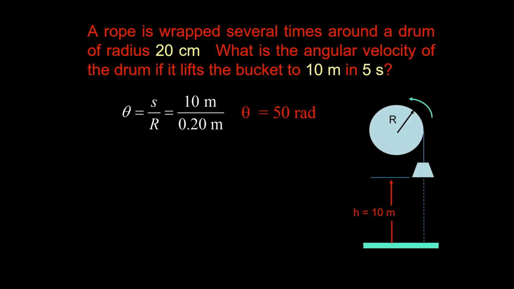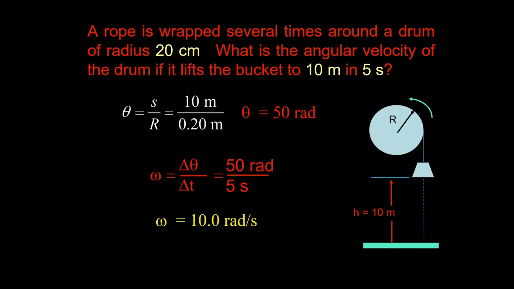This wasn't the question. The question is, what's the angular velocity? What's the omega of this system? Well, the omega of this system is delta theta over delta t, or 50 radians over 5 seconds, giving us an omega of 10 radians per second.